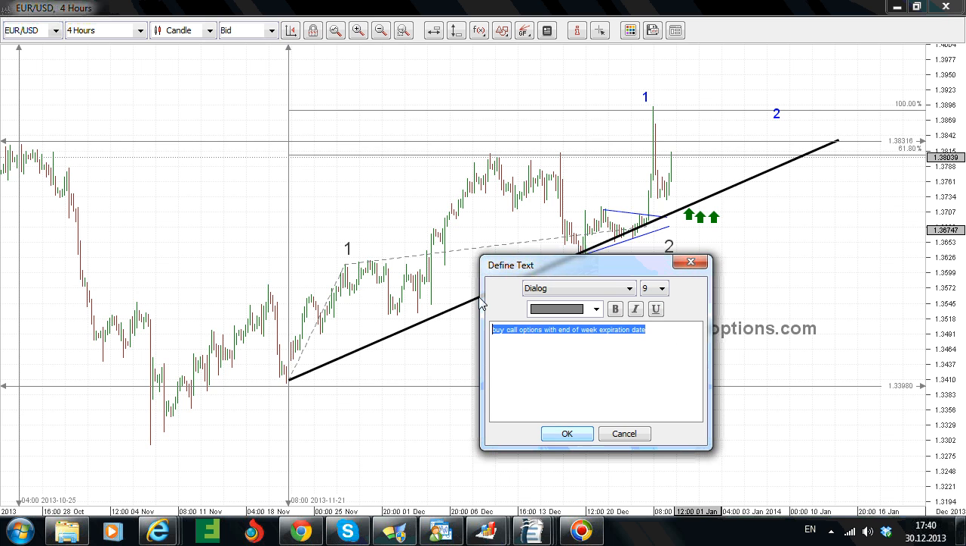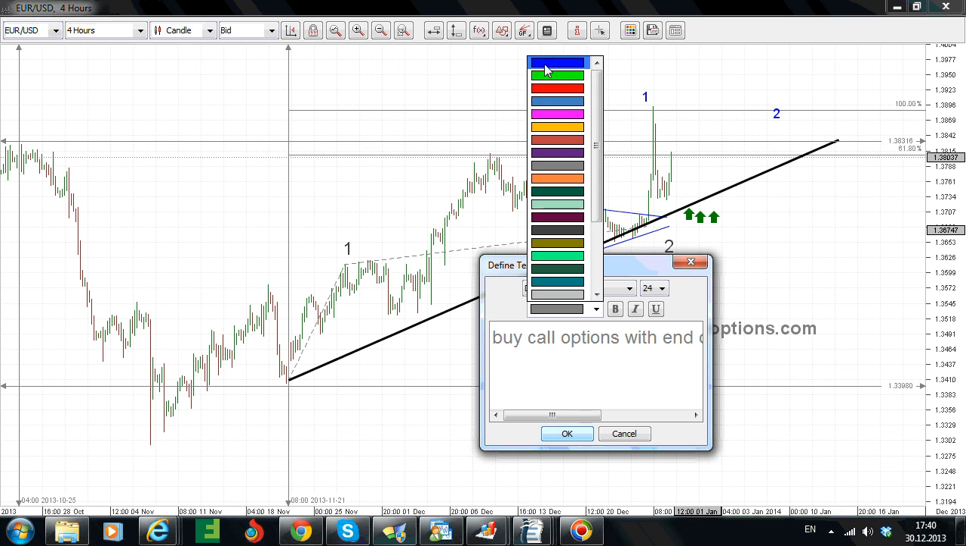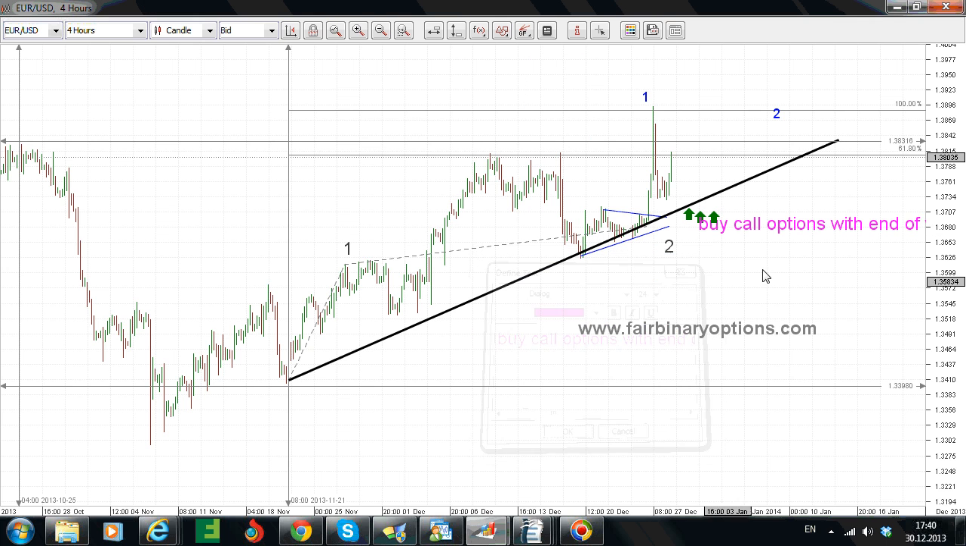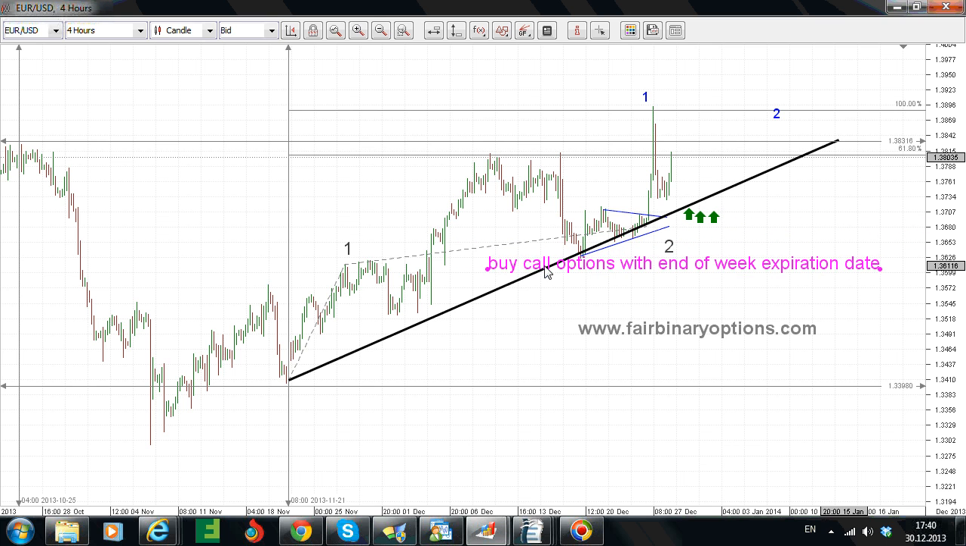Basically, this would be this Friday at 21 GMT, and any respectable broker will offer you this expiration date. I'm trading with Lion, and such an option is offered.